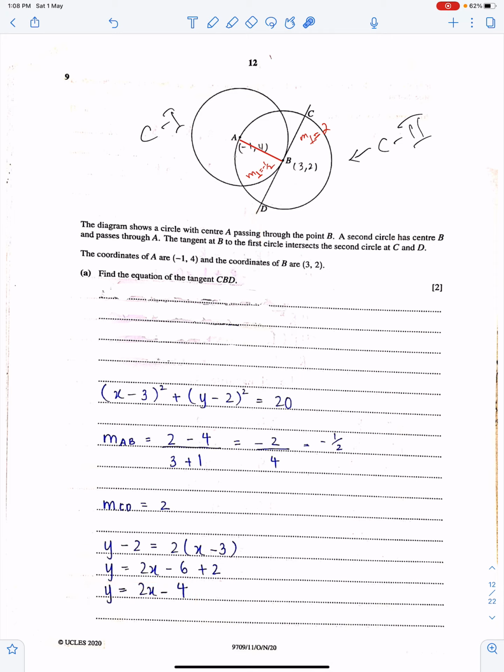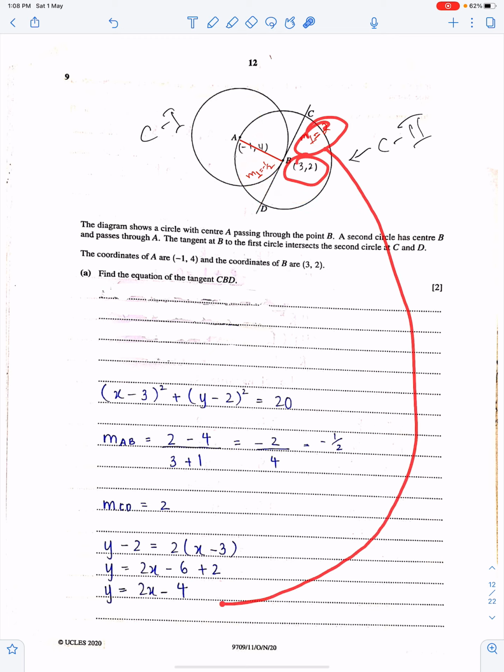So number 1, you need to work for the gradient of this tangent. First find the gradient of AB and then take the negative reciprocal of this gradient to get the gradient of this tangent. We have the point, we have the gradient, we can easily get the equation. This is the required equation of this tangent.